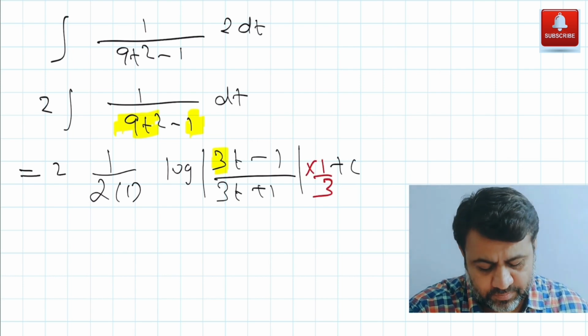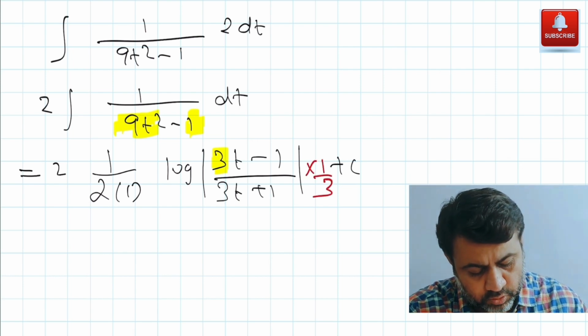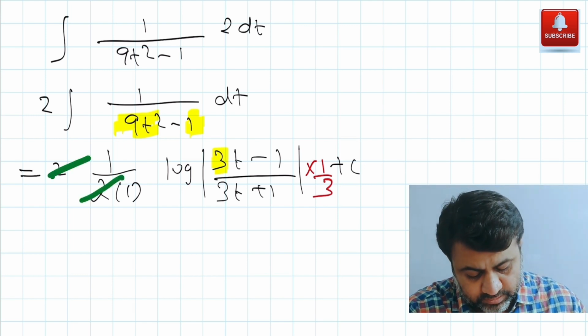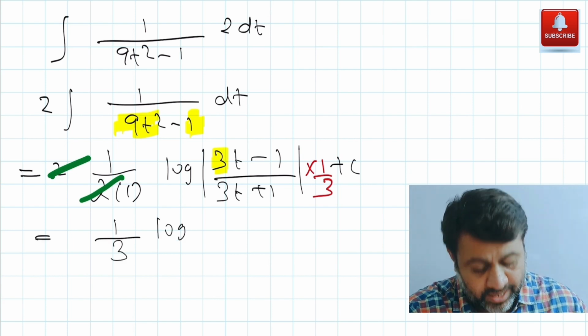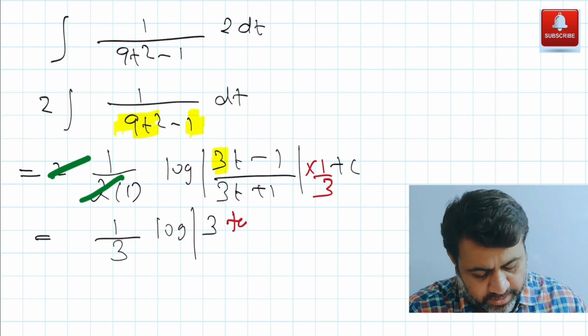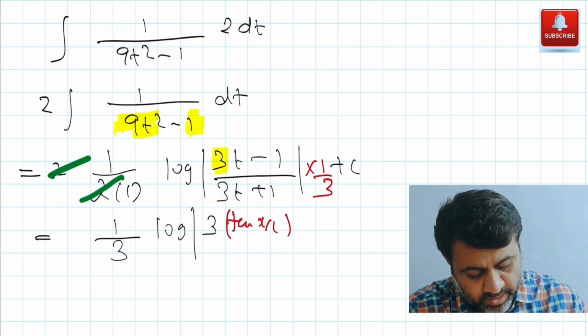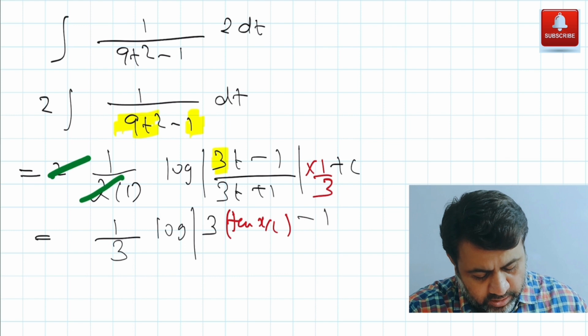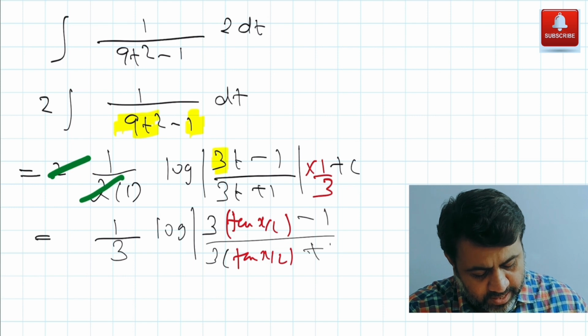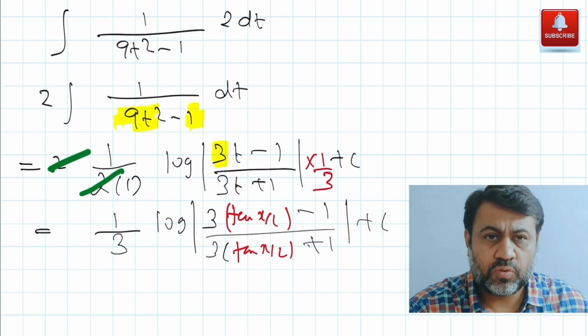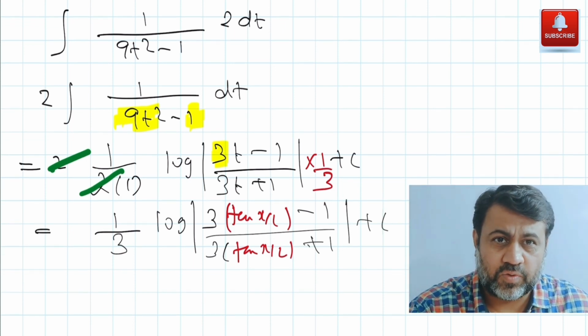Now can we cancel something? Observe, this 2 is actually getting cancelled. So what is left finally with us is, we get 1 by 3 log mod 3 times. Now substitute the value of t. What is value of t? Value of t हमने लिया था tan x by 2 minus 1 upon 3 times value of t is tan x by 2 plus 1 plus c, and that's my answer. Okay. So very frequently asked question type.